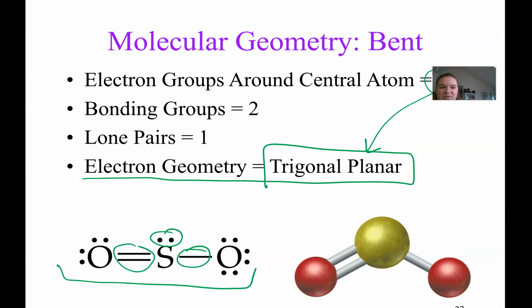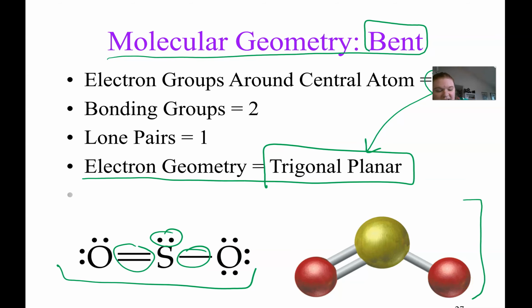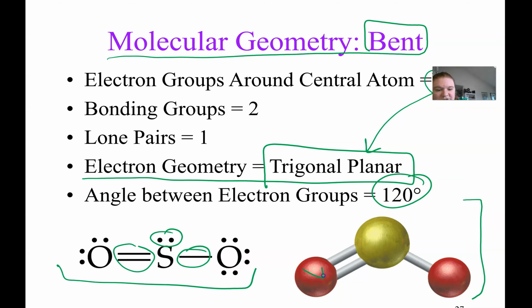Because one of those electron groups is a lone pair, though, when we just look at the atoms, the molecular geometry is called bent. And so our ball and stick model over here is representing that shape, and our bond angle is 120 degrees, which is the same angle as the last one. That 120 and trigonal planar go together.